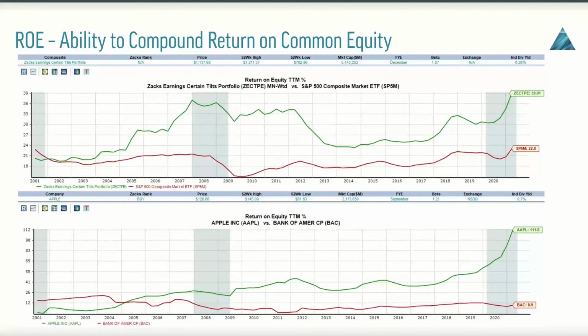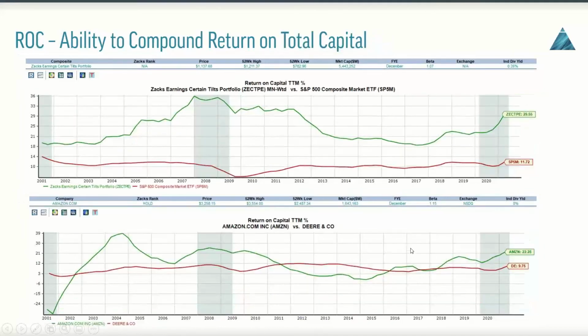get really interesting. The earnings certain tilt portfolio just absolutely going parabolic in 2020, 2021. You can see that we're literally 2x the average of the S&P 500 in terms of the average member of the S&P 500. And when we take a look at the ROE of Apple versus a stock like Bank of America, you can see why this metric has just been driven through the roof. Apple clocking in at 111, Bank of America coming in at about 9% return on equity.